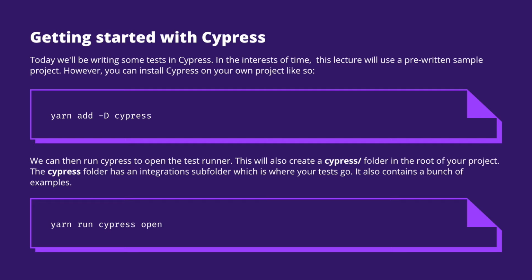We can then run Cypress to open the test runner and dashboard. The first time you run this, it will configure Cypress and create a Cypress folder at the root level of your project. The command to do this is yarn run Cypress open. When you run this command as well, you'll see a browser window pop up, which is your dashboard.